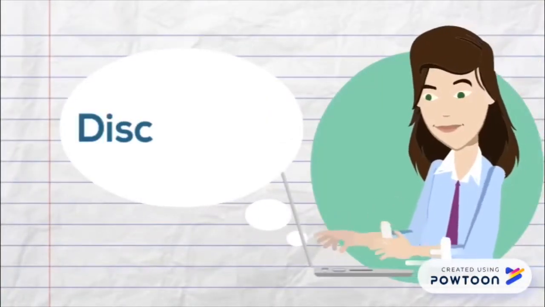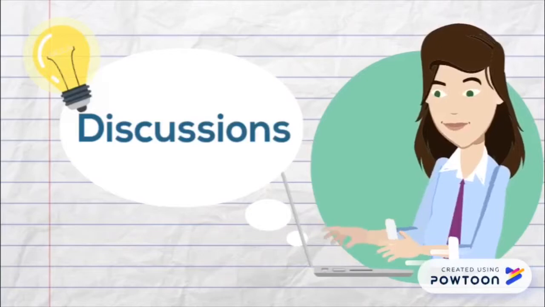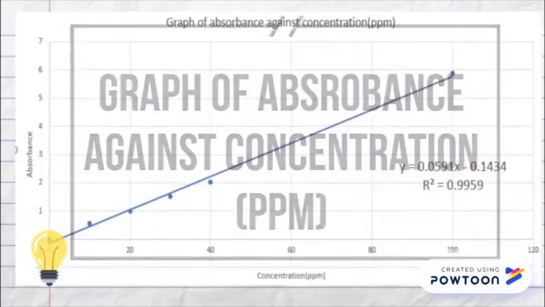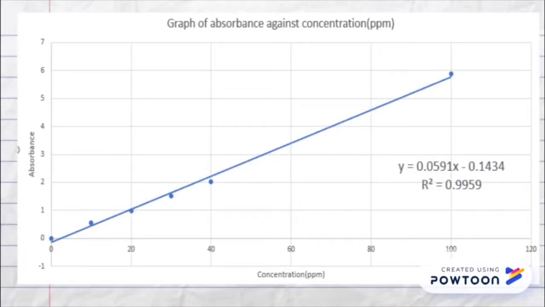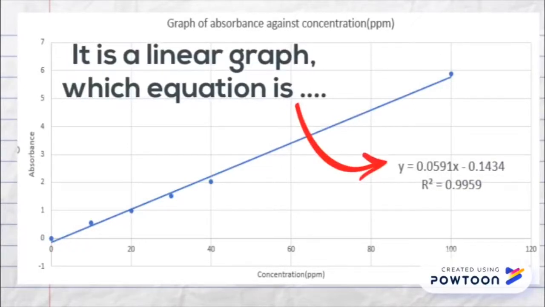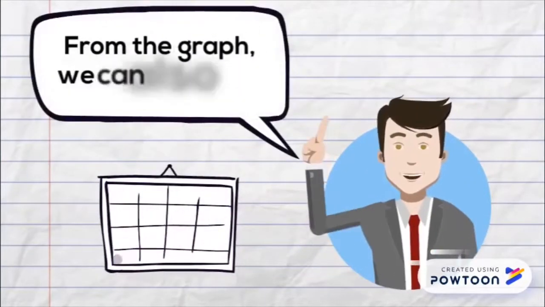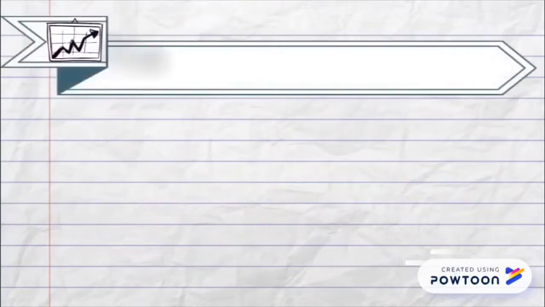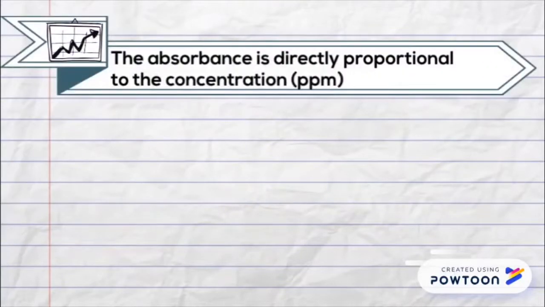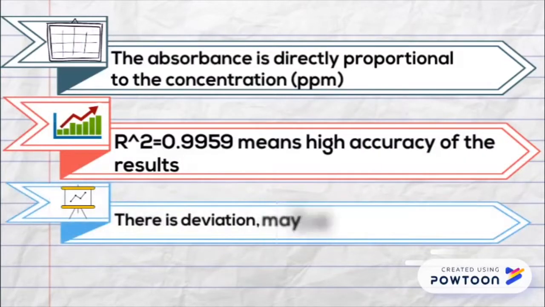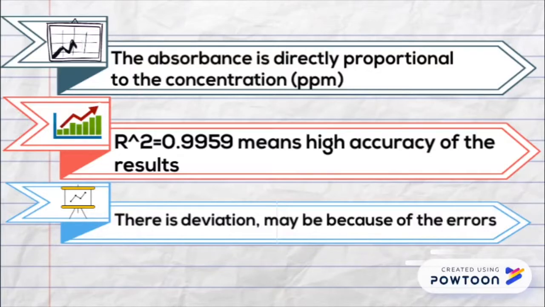We are now going to discuss the discussion of the UV experiment. Here's the graph of the absorbance against the concentration in terms of ppm, and from the graph we can see that it is a straight line graph, and the equation and the R-square value are shown in the graph. We can see that the absorbance is directly proportional to the concentration, and the R-square value is high, which means high accuracy of the result, and the deviation occurs maybe because of errors.